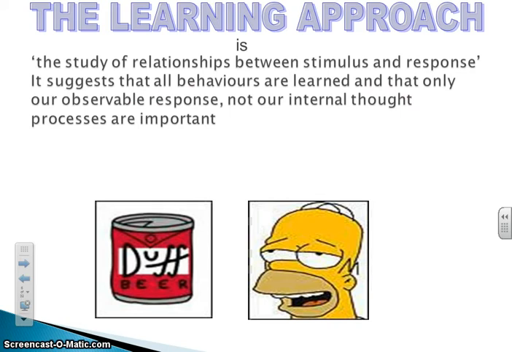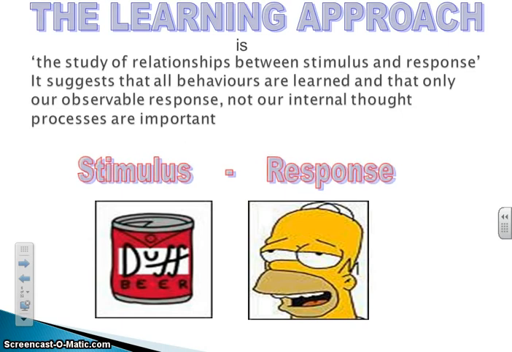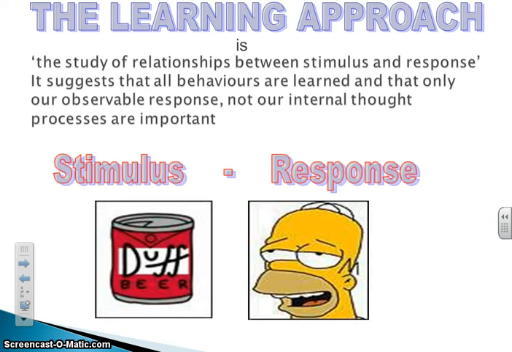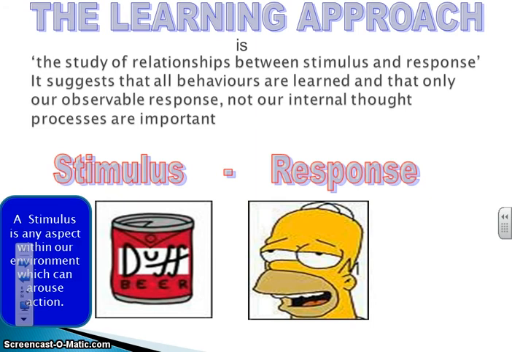So the learning approach, remember, studies the relationship between stimulus and response. It says that we are very mechanistic in the way that we work, and we experience something, we see something, we are given something, a stimulus, and it causes a response. It's almost like a mathematical problem. This causes that, cause and effect. And they believe this about all human behaviour. So obviously Homer Simpson and beer. Beer is the stimulus, and Homer would drool or dribble or enjoy the beer.